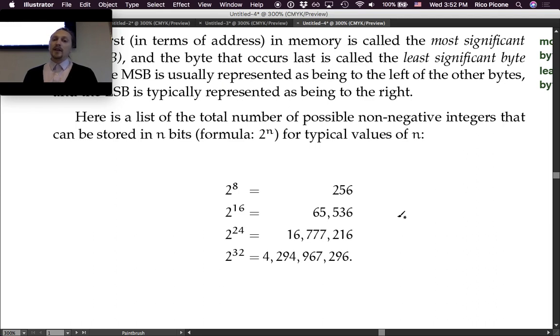And 2 to the 32 gives us, is that 4 trillion? Yeah. 4 trillion. Billion. 4 billion. I'm not used to looking at numbers that big. It's kind of odd. 4 billion different numbers you can represent in 4 bytes.